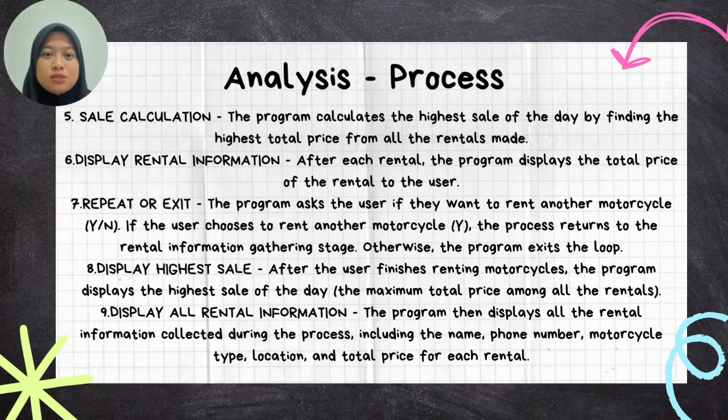Next is the process to display highest sale. After the user finishes renting motorcycle, the program displays the highest sale of the day, which is the maximum total price among all the rentals. Lastly is the process to display all rental information. The program then displays all the rental information collected during the process, including name, phone number, motorcycle type, location, and total price for each rental by using a statement.